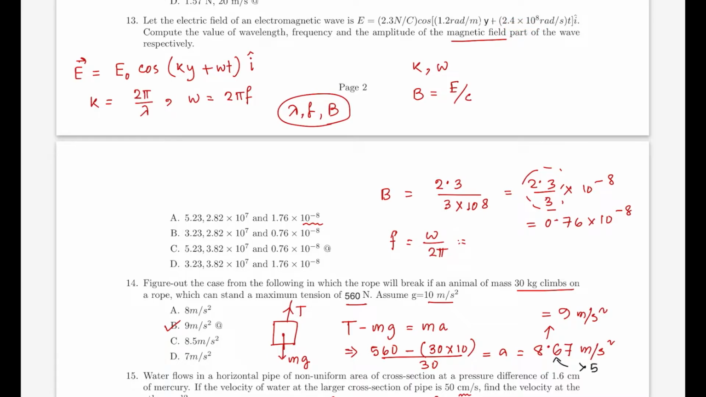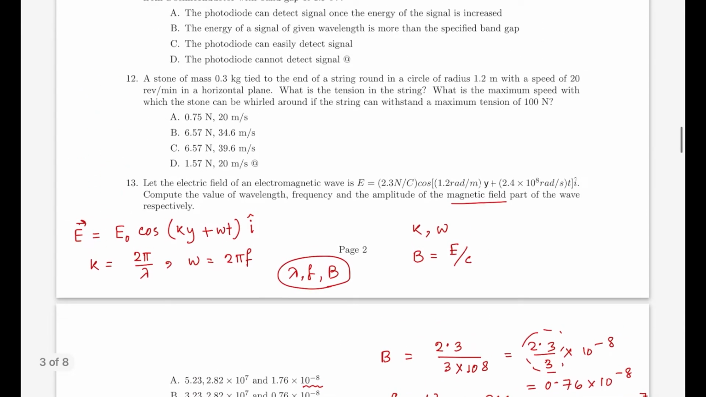So this is 2.4 divided by 2 pi into 10 to the power 8, and if you calculate, the answer is 3.82 into 10 to the power 7. So only these two options are matching with the result we got, so we don't even need to calculate the wavelength. Okay, so option C is the correct answer.